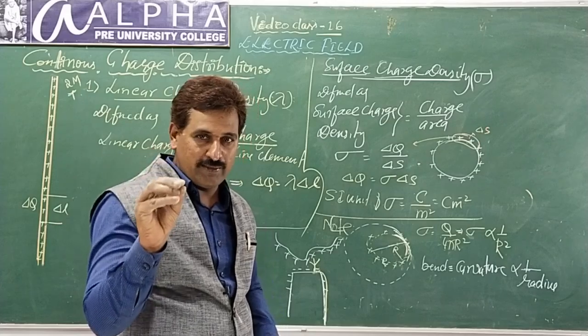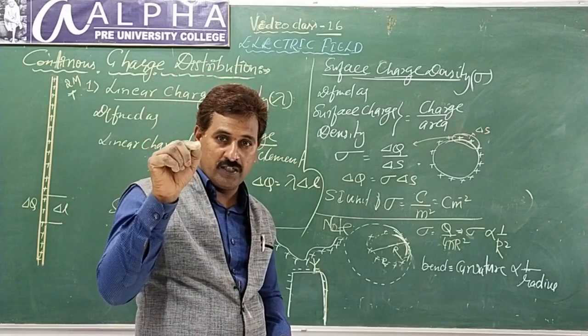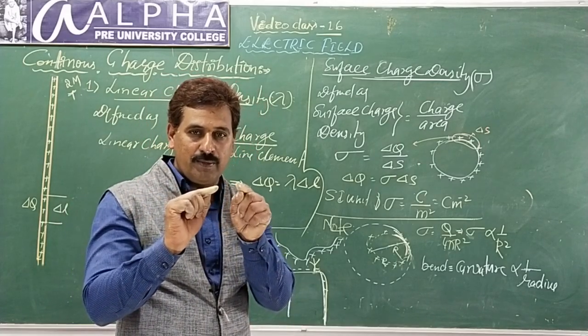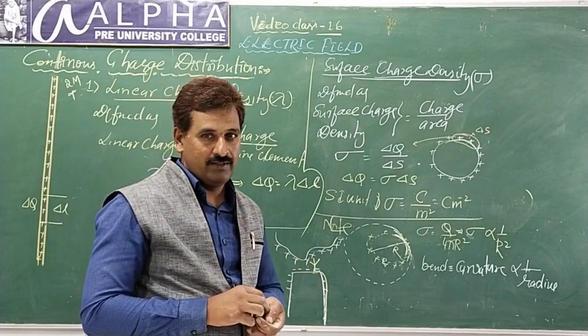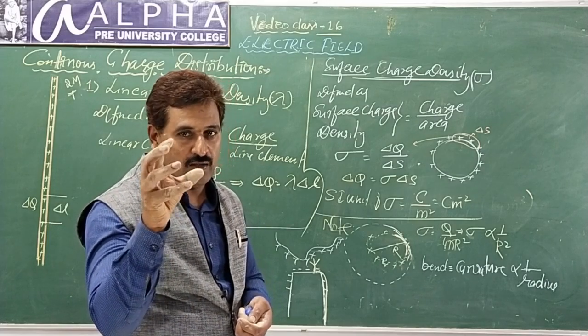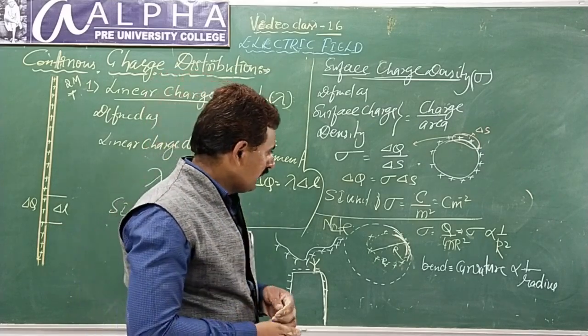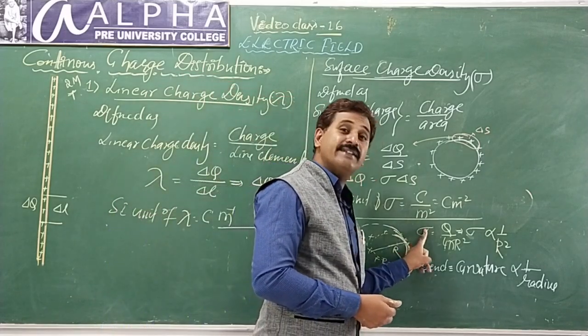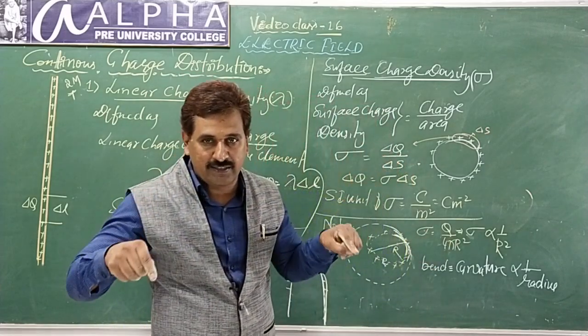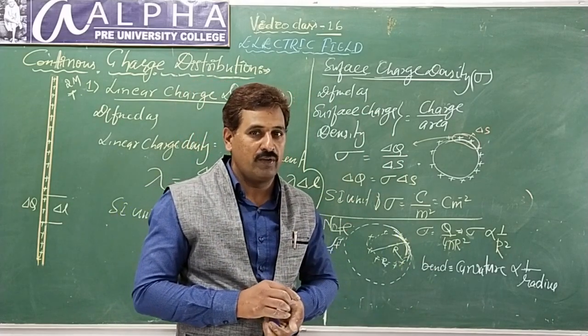This is what you see sometimes in electric poles at the joints. There are very sharp edges. The charges leak out, producing sparks, right? So charges leak out from sharp edges. Why? Because density is more. At sharp edges, density is more. That's one thing you have to remember.